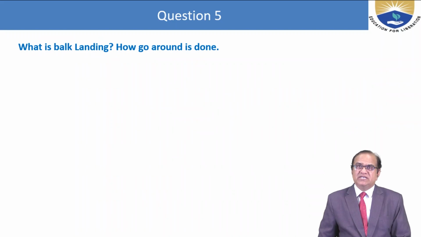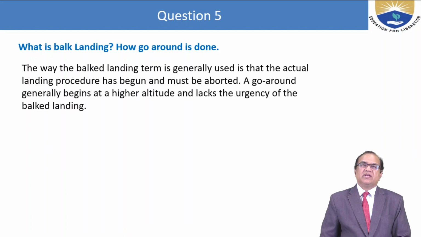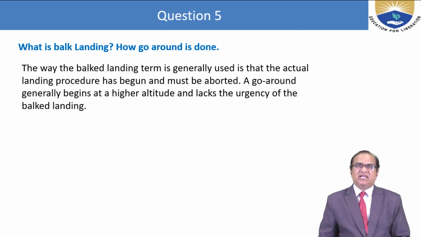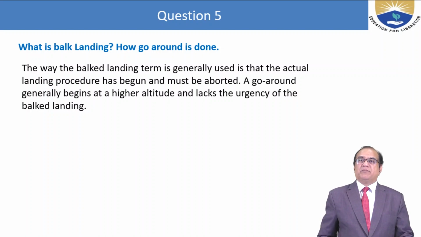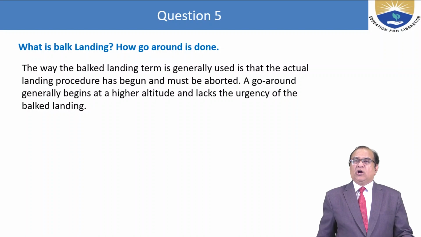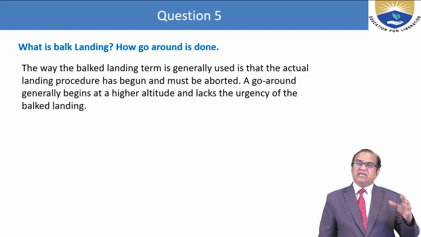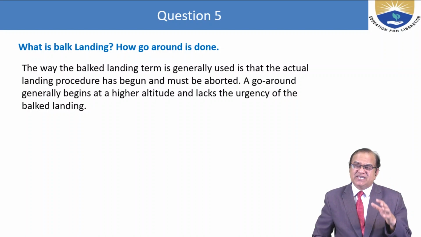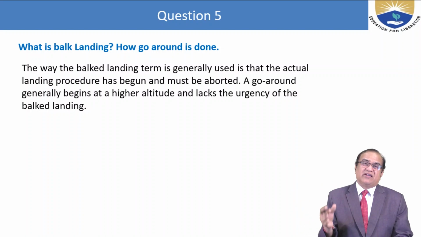What is a balked landing? How is a go-around done? The way the term balked landing is generally used is that the actual landing procedure has begun and must be aborted. A go-around generally begins at a higher altitude and lacks the urgency of the balked landing. In the balked landing, it is very urgent.